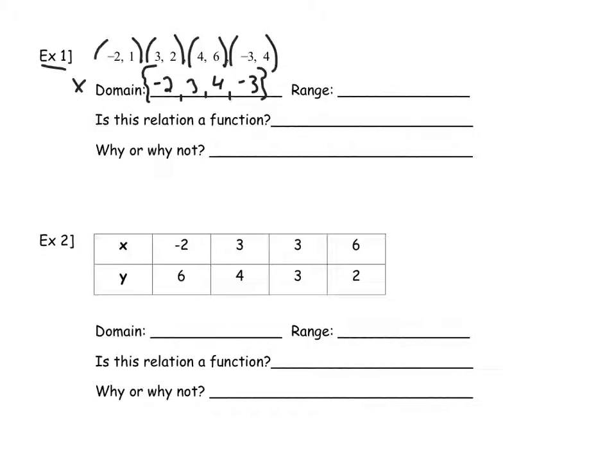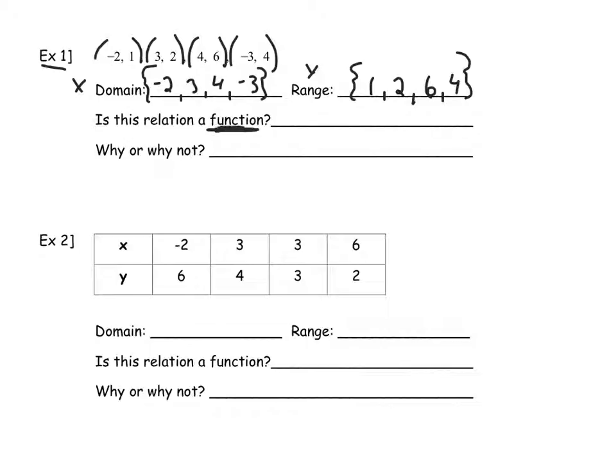And then we do the same thing with the range, and the range would be the y values. Remember, range is y. So I would list the y's. I have a 1, a 2, a 6, and a 4. And you can put them in numerical order if you want, but I'm just listing them.